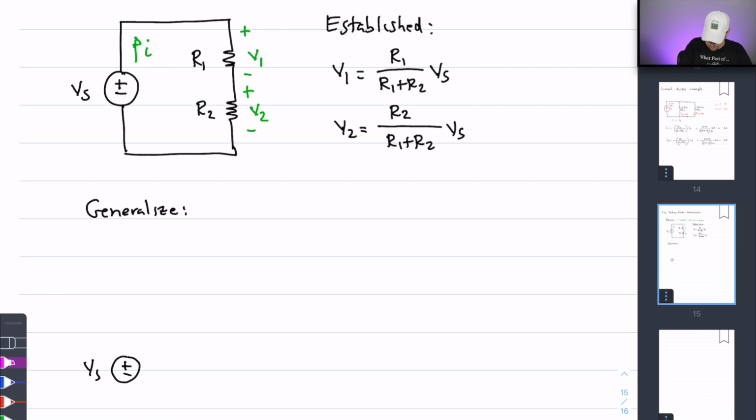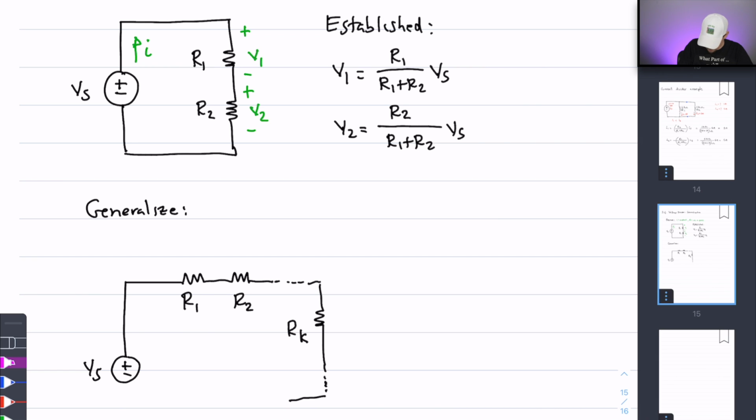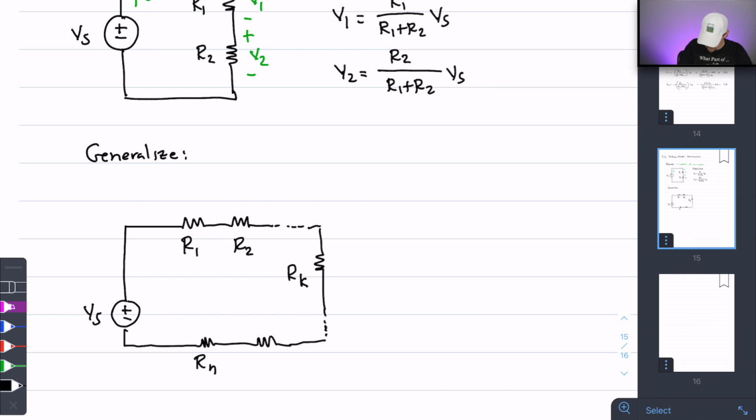Suppose that we have a voltage source Vs, and we have a whole bunch of resistors here, let's say R1, R2, and we have quite a number of them. Then we have another resistor down the middle. Let's say that this is R sub k. And then we end up with two last resistors hooked up to our voltage divider. Let's say that this is R sub n and this is R sub n minus 1, like this.